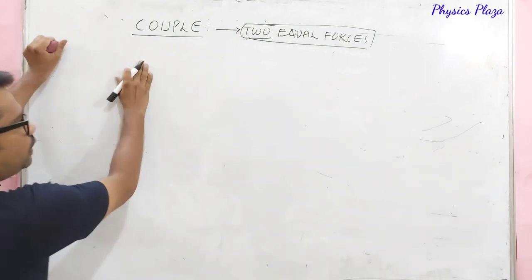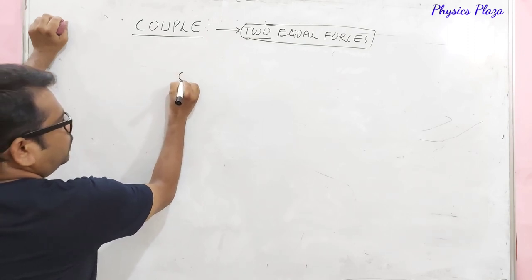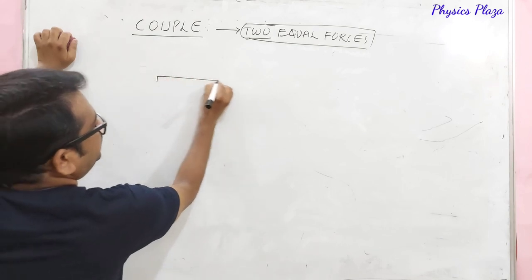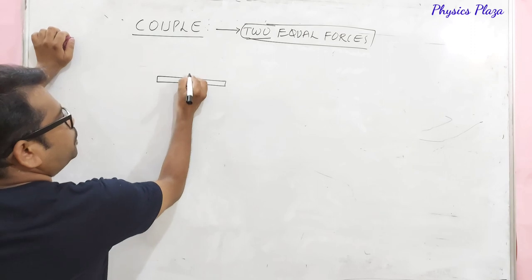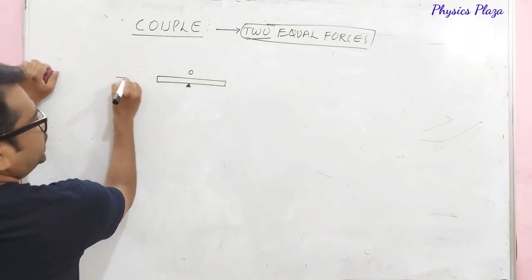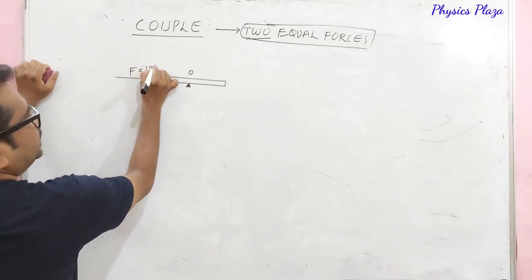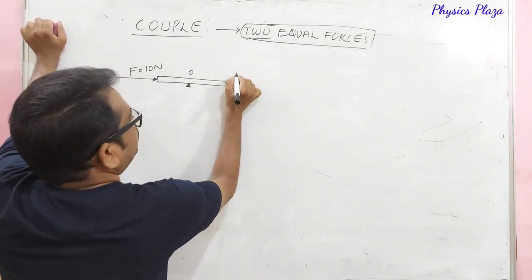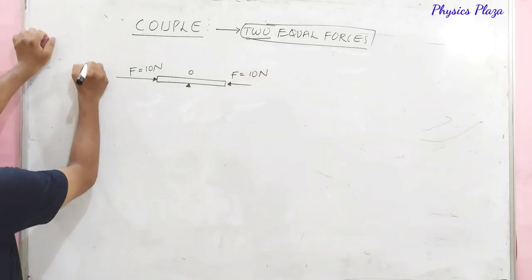Let us see. First, suppose, dear children, here is a body which is pivoted at this point. Pivoted at this point. Here a force of 10 newton is acting like this, whereas here also a force of 10 newton is acting. Let us take this as example one.